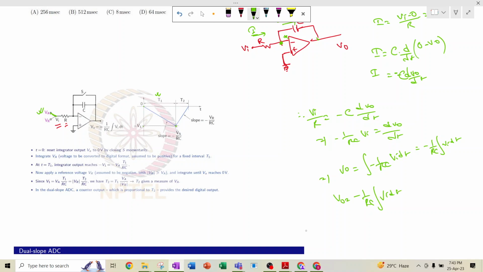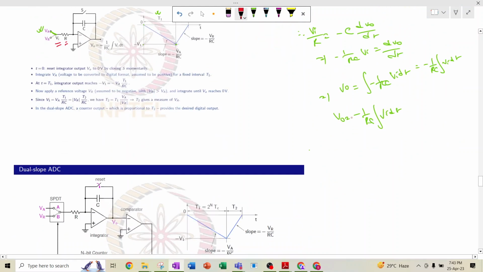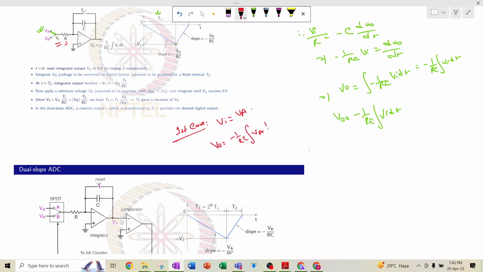Now for the first case, this Vi is equal to Va. So that means Vo equals minus 1 by RC integration over Va dt. So Va, if we take common, minus Va divided by RC integration of dt. So the slope is nothing but this thing, that is minus Va divided by RC. So this is written over here.